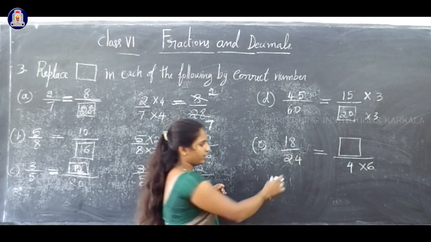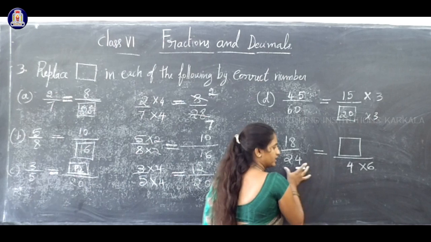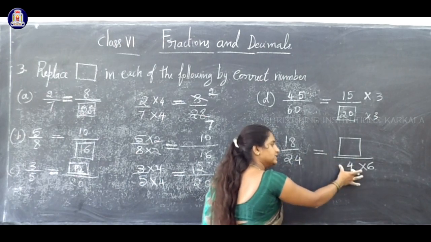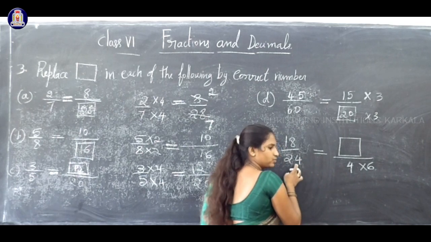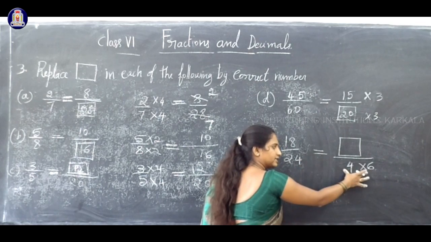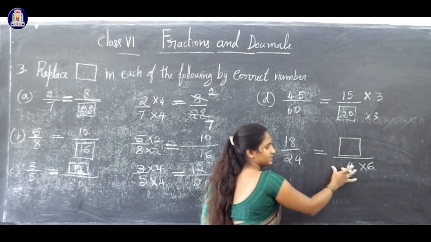So 4 6s are 24. Now, is the denominator of the left hand side equal to the denominator of the right hand side? Is it the same? Yes. So the left hand side value is 24. The right hand side is 4, given. So if you multiply 4 by 6, we get 24. Now 24 is equal to 24.